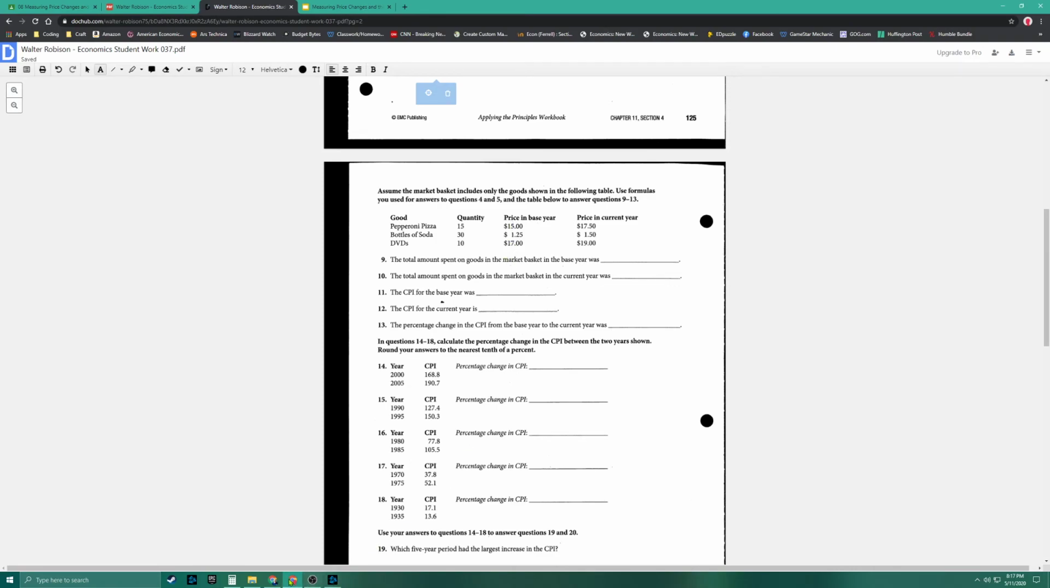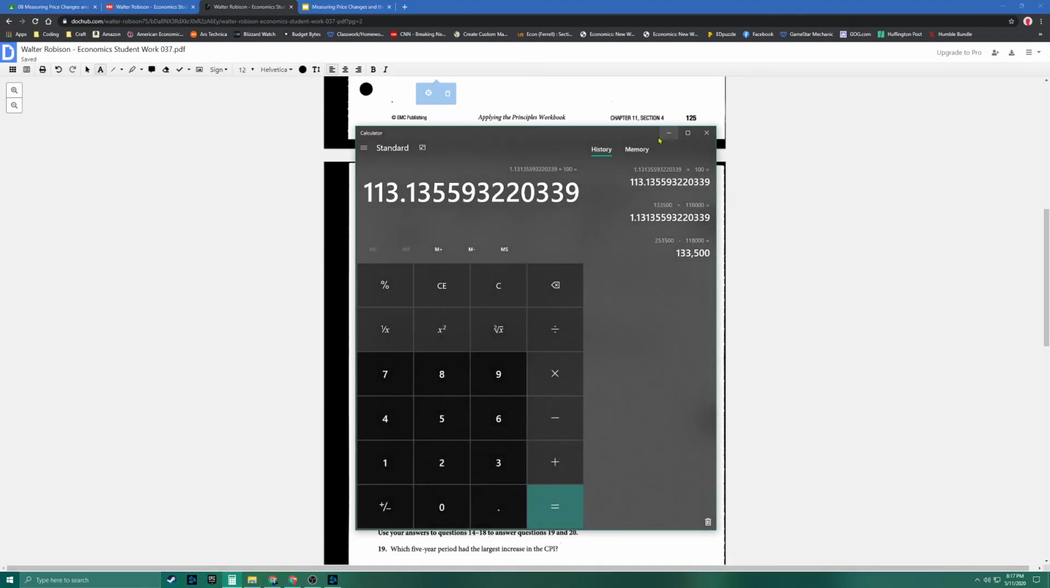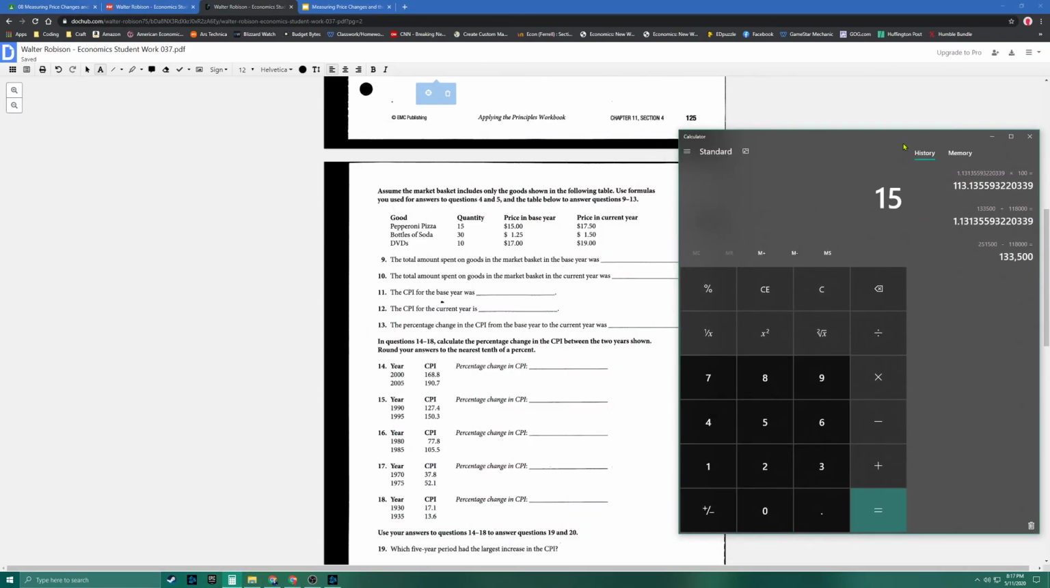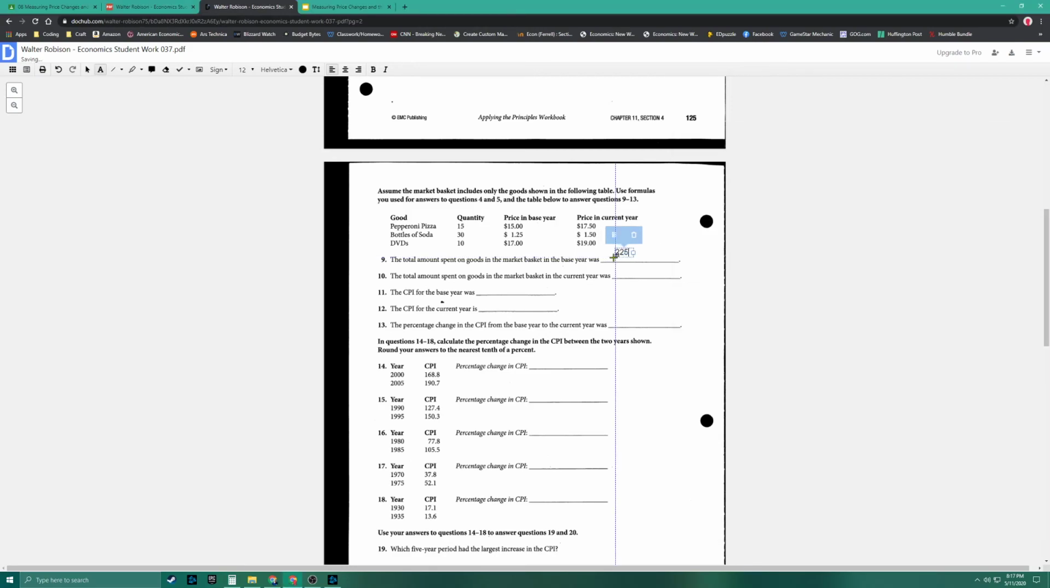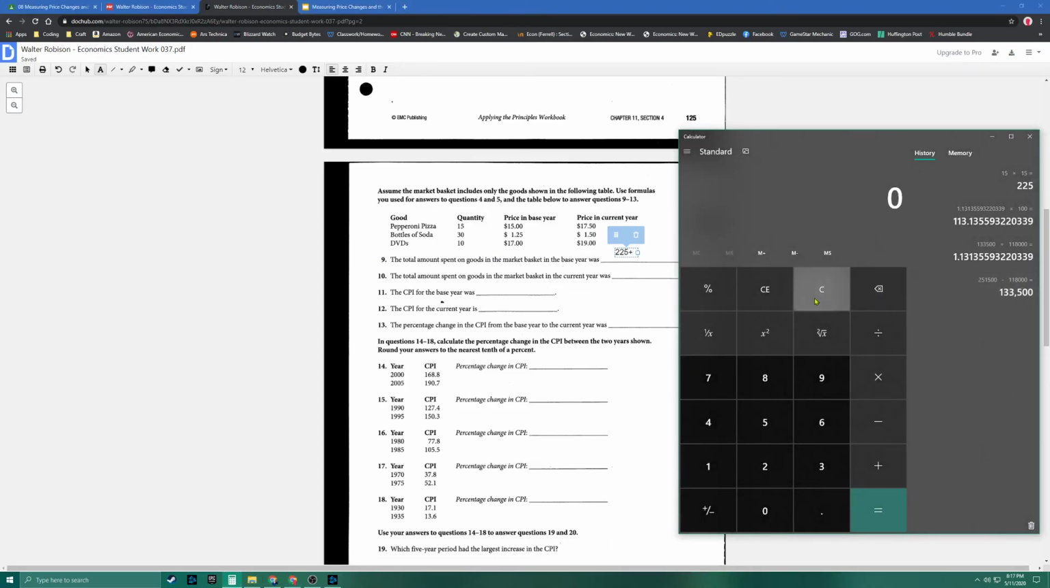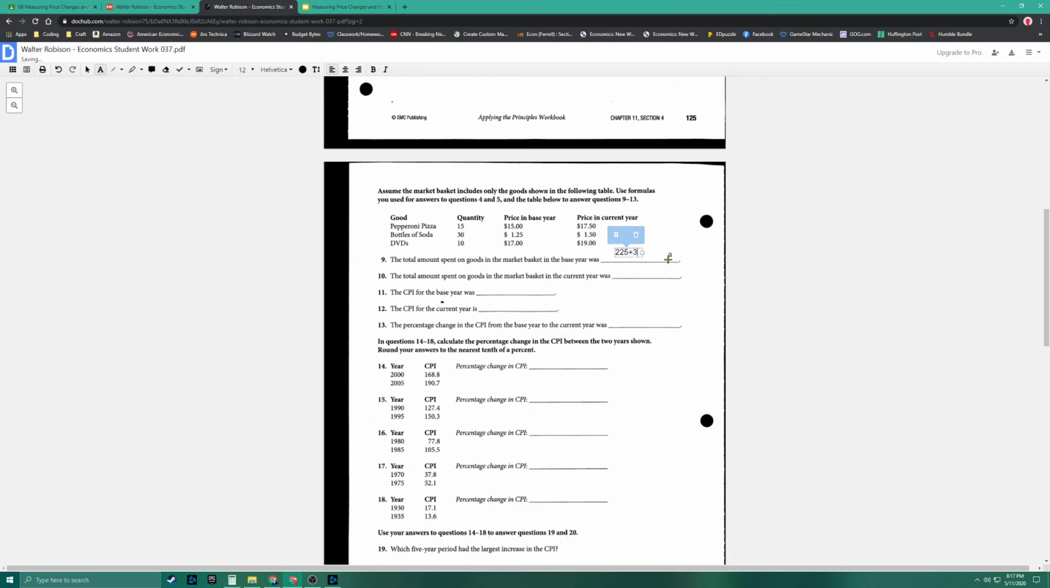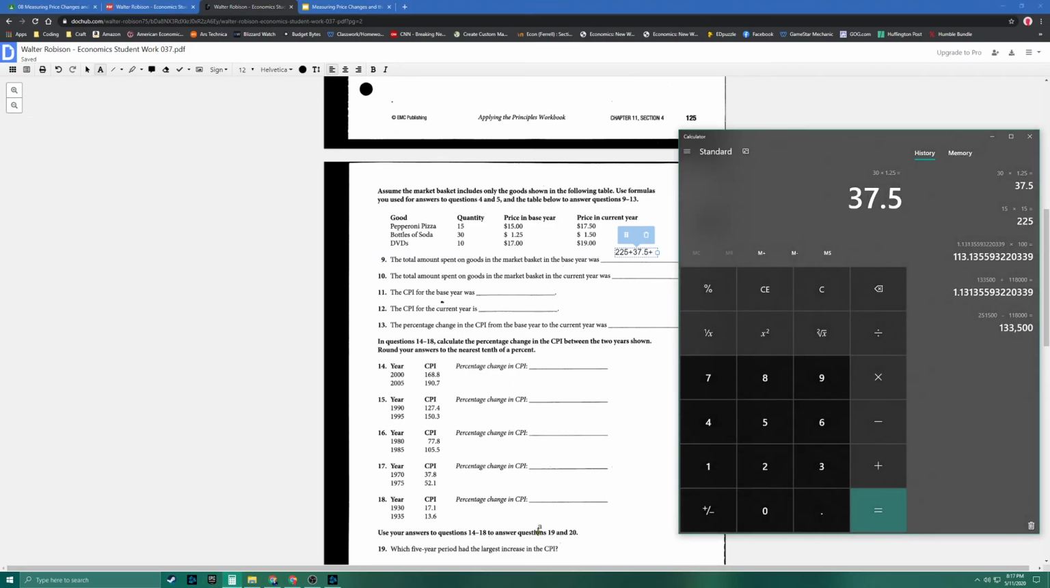Well, what we've got to do is the following thing. We have to figure out some numbers. So we're going to take 15, multiply that by 15, okay? Because that's quantity times price. So that gives us 225, all right? So it's 225 plus. Now we've got to look at the bottles of soda. It's 30 times $1.25. That's $37.50. Then we're going to take the DVDs. So it's 10 times 17, so it's 170.